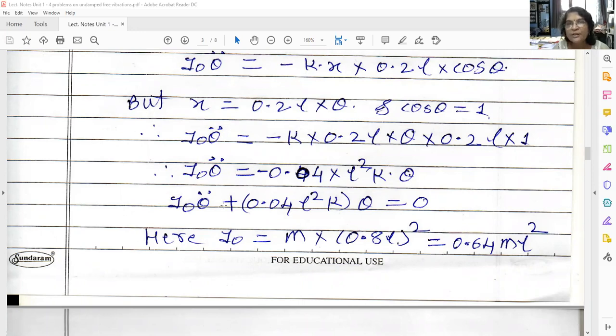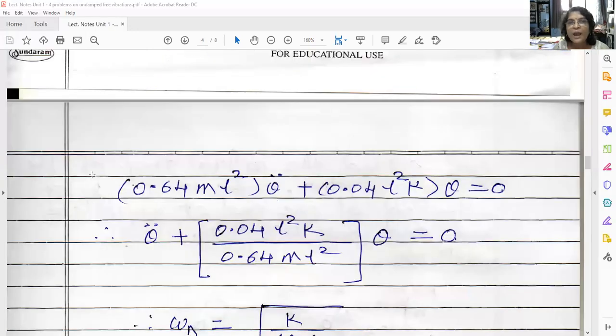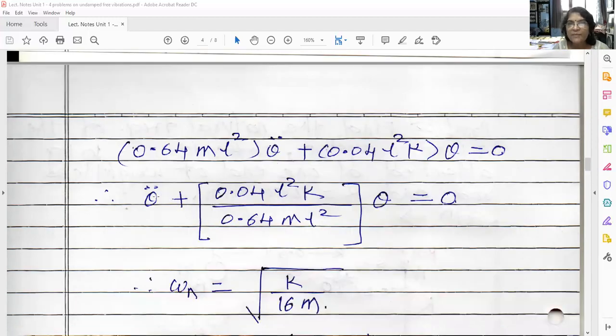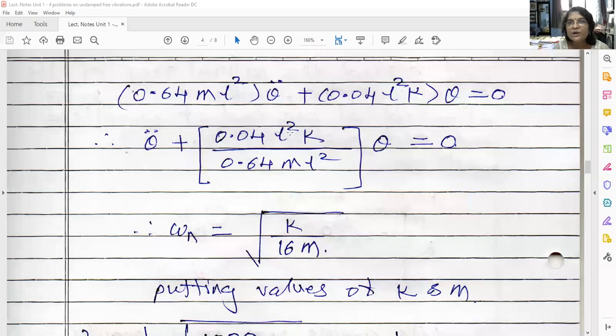When we put this value in the above equation, what are we getting? Io, that is 0.64 m L square into theta double dot plus 0.04 L square into K into theta is equal to 0. So how will you write down this equation in your regular format of simple harmonic motion? Divide this term and write like this. Theta double dot plus 0.04 L square K upon 0.64 m L square into theta is equal to 0. So simplifying this term, what does this term give you? K upon 16 m. So this will represent omega n square.